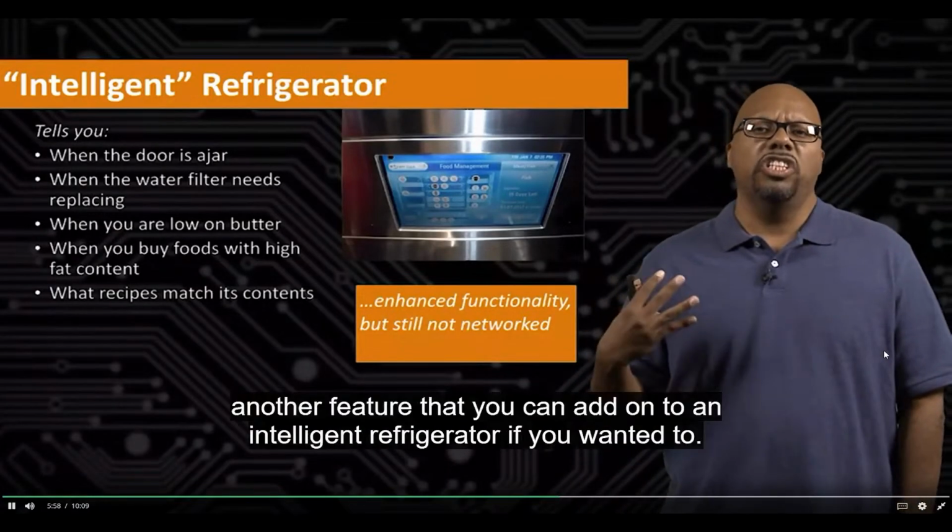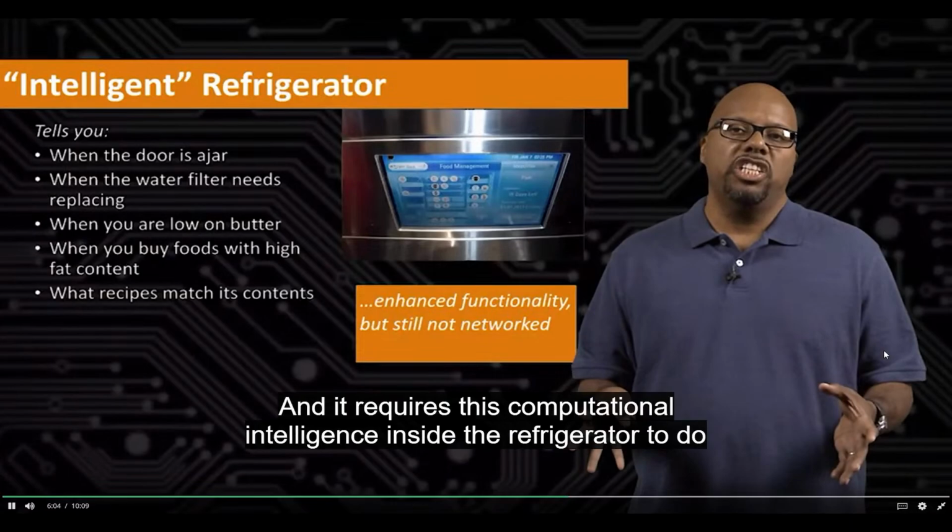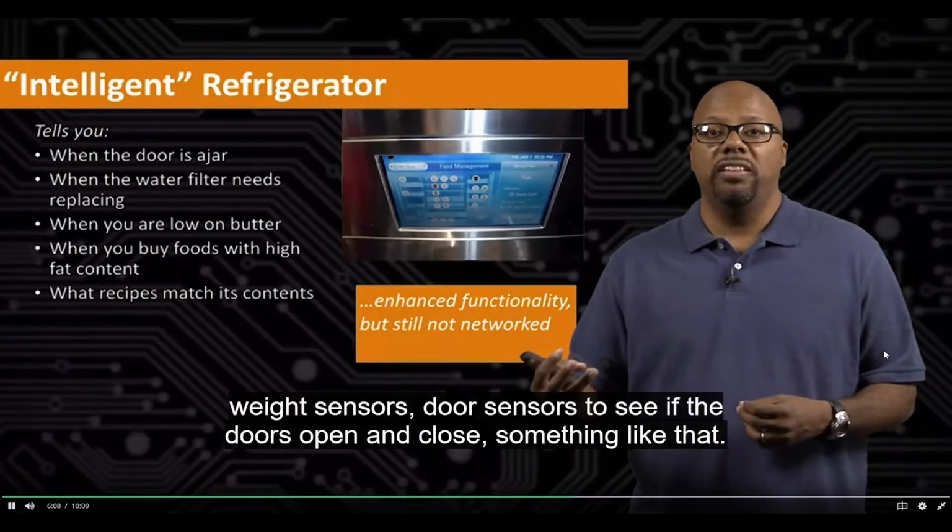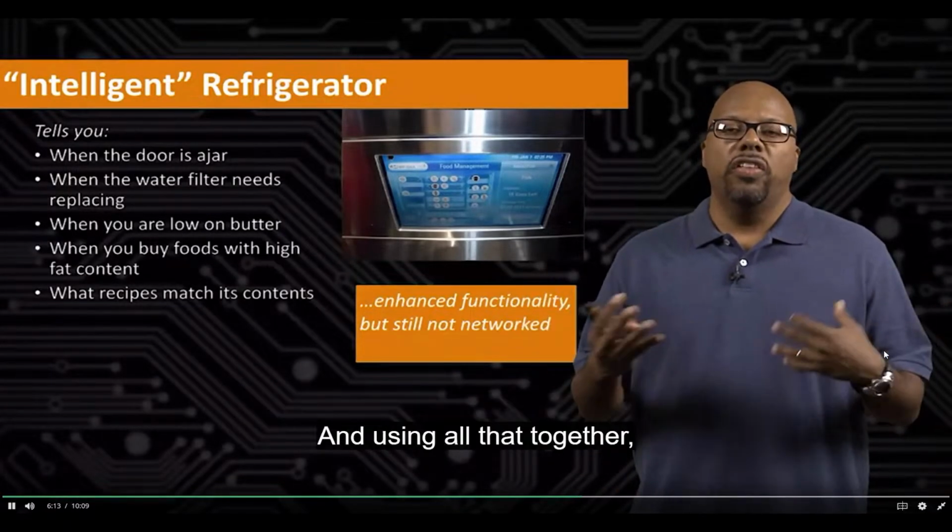So that's another feature that you can add on to an intelligent refrigerator if you wanted to. It requires a computational intelligence inside the refrigerator to do that. Also sensors, like cameras maybe, weight sensors, door sensors to see if the door's open or closed. And using all that together, you can enhance the properties of the refrigerator.